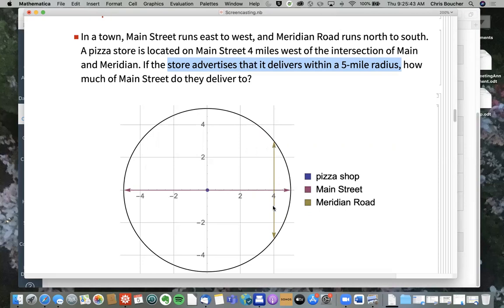And this stretch of Meridian Road, rather, what's shown here, oh yeah, so there's a little typo here. So as far as the question as it's phrased, how much of Main Street do they deliver to? Well, they deliver to a 10-mile stretch of Main Street, right? We go from -5 to +5. There's not much to do to figure that out. If we make Main Street here Meridian Road, now the problem's a little more complicated, right? I can see this stretch of Meridian Road that they deliver to, but I'm not sure exactly how long that stretch is.